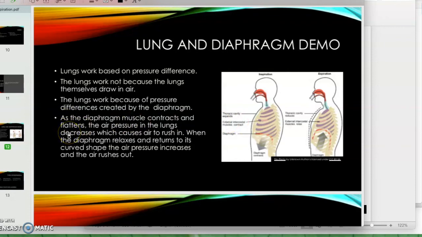This last point says, as the diaphragm muscle contracts and flattens, the air pressure in the lungs decreases, which causes air to rush in. When the diaphragm relaxes and returns to its curved shape over here, the air pressure increases and the air rushes out. So that's basically how the diaphragm works. If you have any questions about that, let me know. Because it says a demo here, we're going to create our own diaphragm at home.